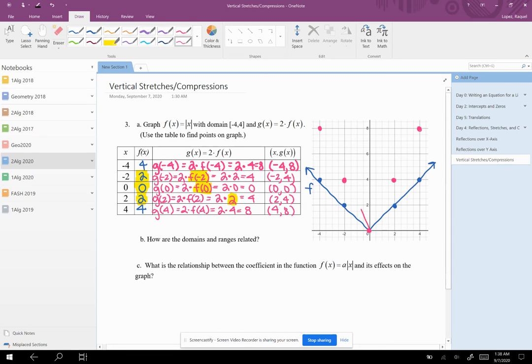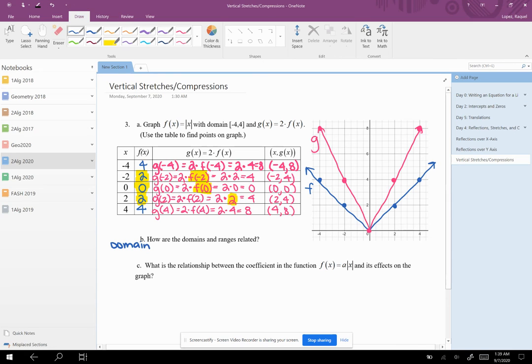Okay, and I've got another V shape right here. And this is my graph of g. So how are the domains and ranges related? We're going to keep coming back to this idea of domain and range. So let's see, the domain for f, and I'm going to write this in blue.